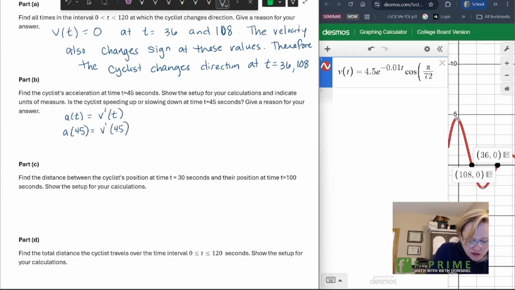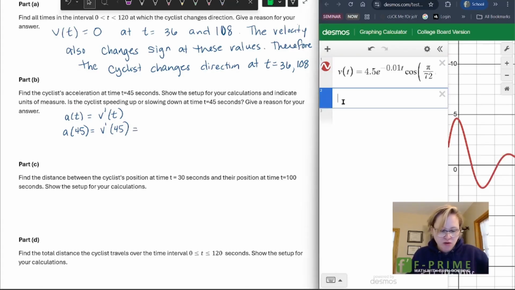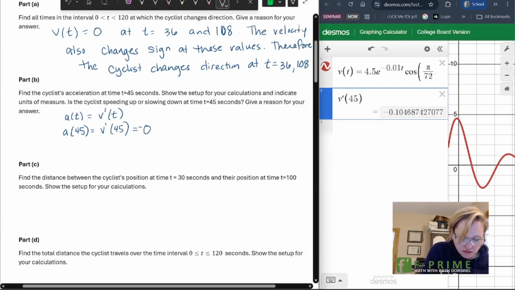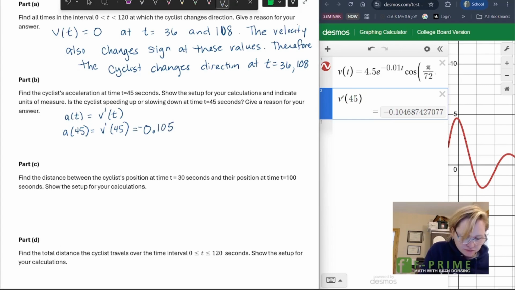I want to be specific and not just leave t in there, so I want to make sure I'm putting 45 in. And now I'm going to go to Desmos and watch this. All I have to do is type v prime of 45, and it will spit it out for me. So here we go. I'm going to record my answer, negative 0.10. I'm going to round to 5 and make that negative a little more obvious. So there's my acceleration, and then it wants units.